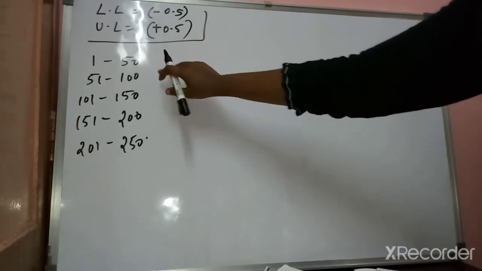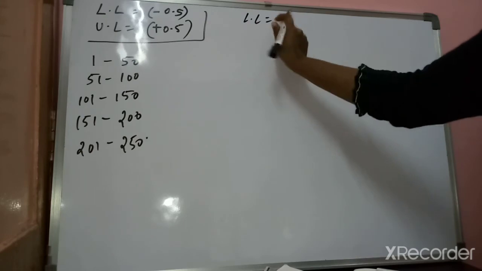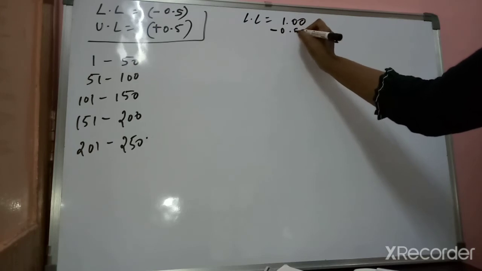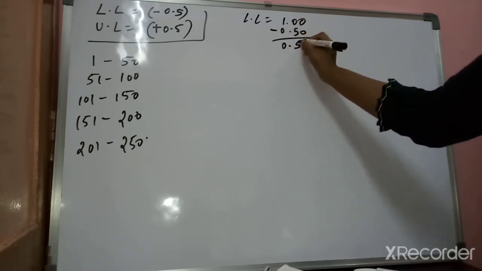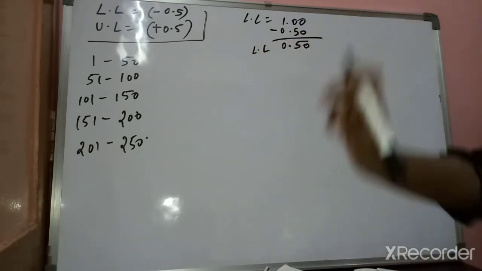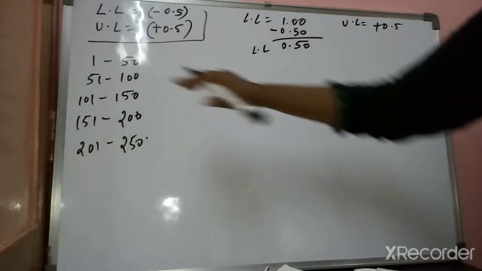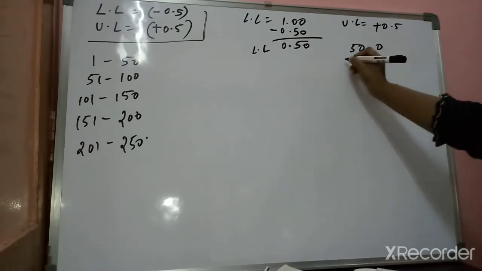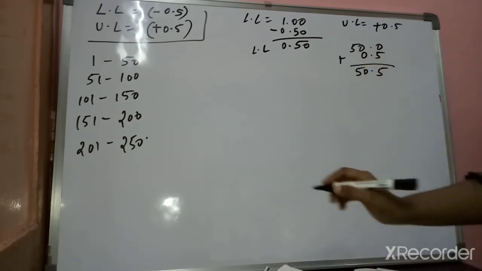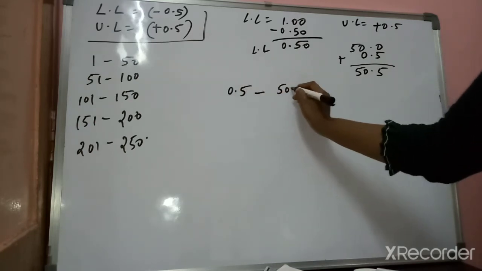So for my first class, this is 1 to 50. My lower limit is 1, so from this I deduct 0.50, and my answer would be 0.50. This is my lower limit for my exclusive frequency distribution class. Now for my upper limit we have to add 0.5. My number is 50, so adding 0.5, I get 50.5. So for my exclusive distribution, my first class would be 0.5 to 50.5.